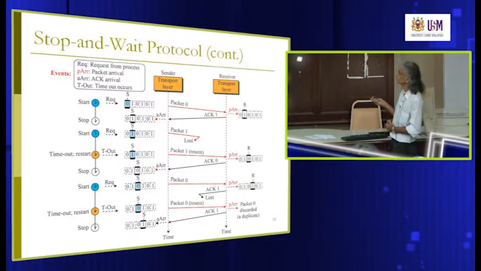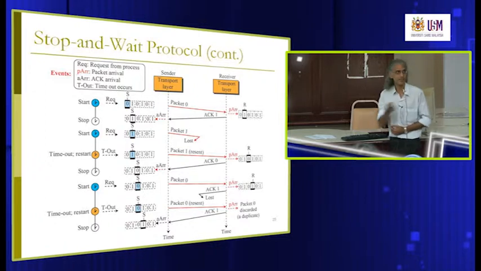Now what happens is that the receiver is expecting packet number 1, right? Because the sliding window shows 1. But the packet which arrives is packet 0. Then what it will do is just ignore it. That packet is discarded, and then it will reply again, saying, I'm expecting packet number 1. So send acknowledgement 1.